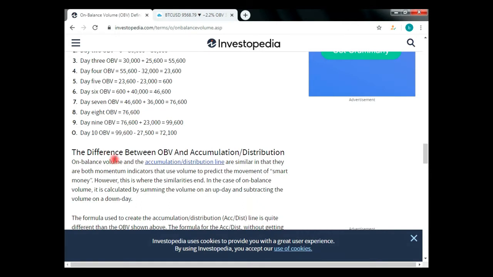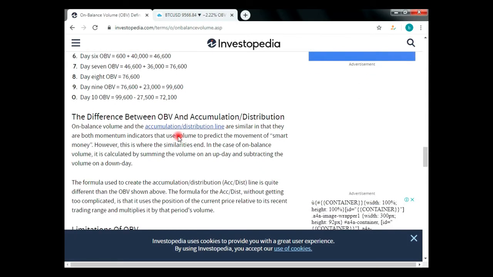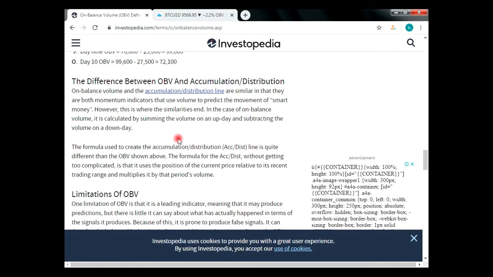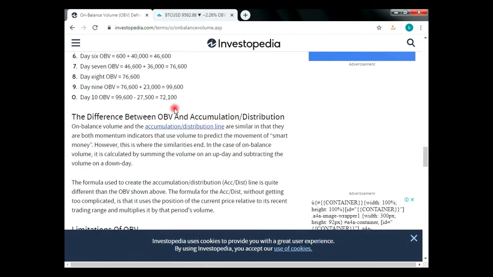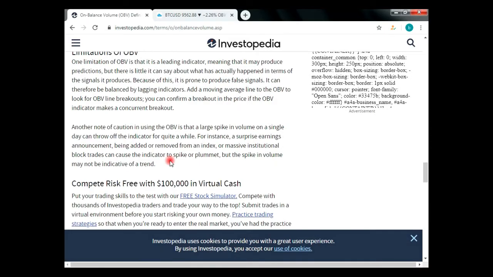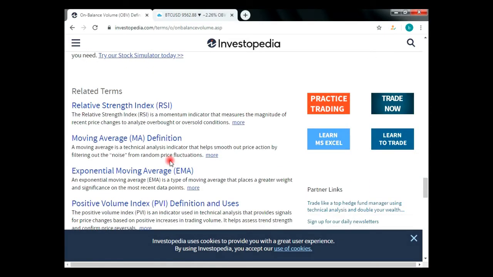Okay, let's just say if the volume of a day occurred to be negative, it will subtract the amount from yesterday's, and the final result shows the OBV of that specific period.